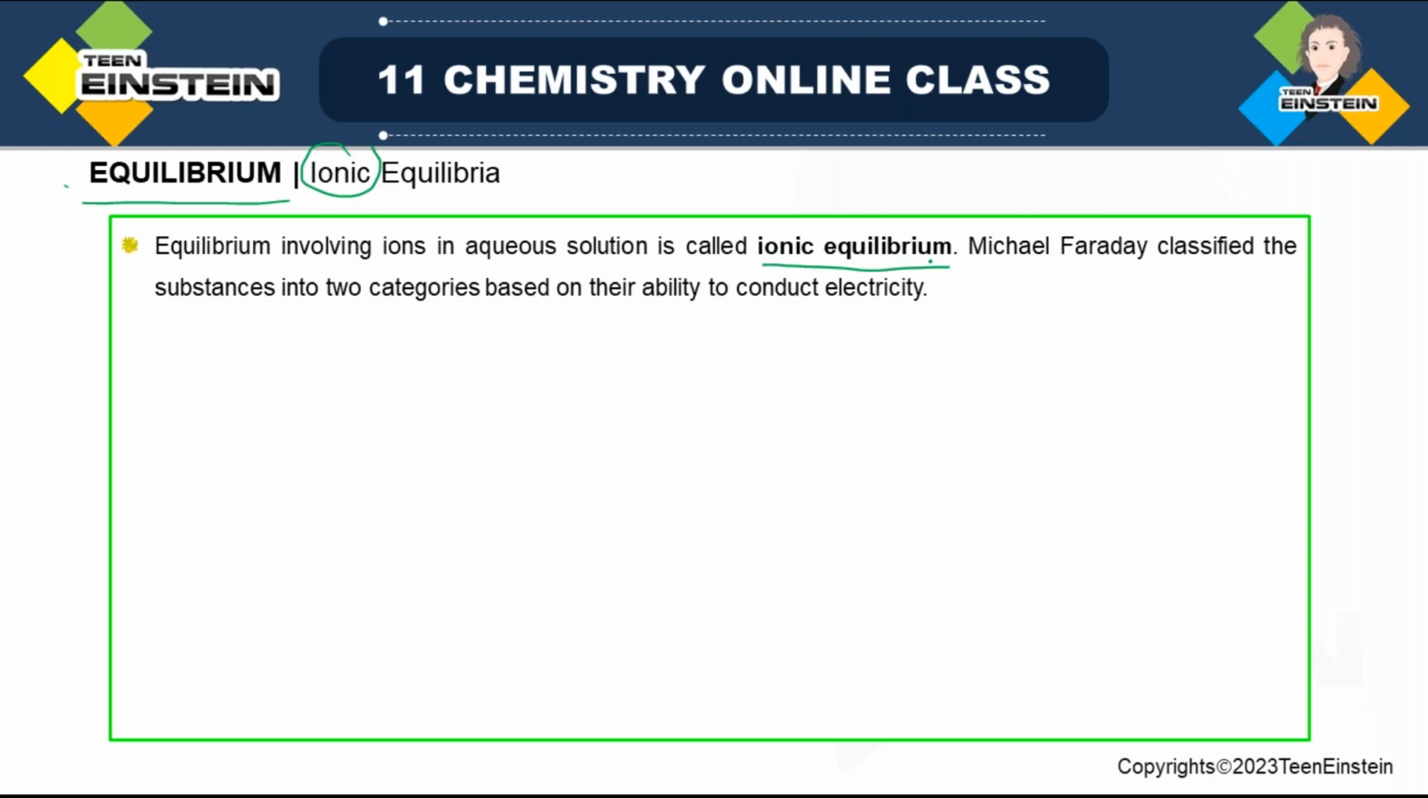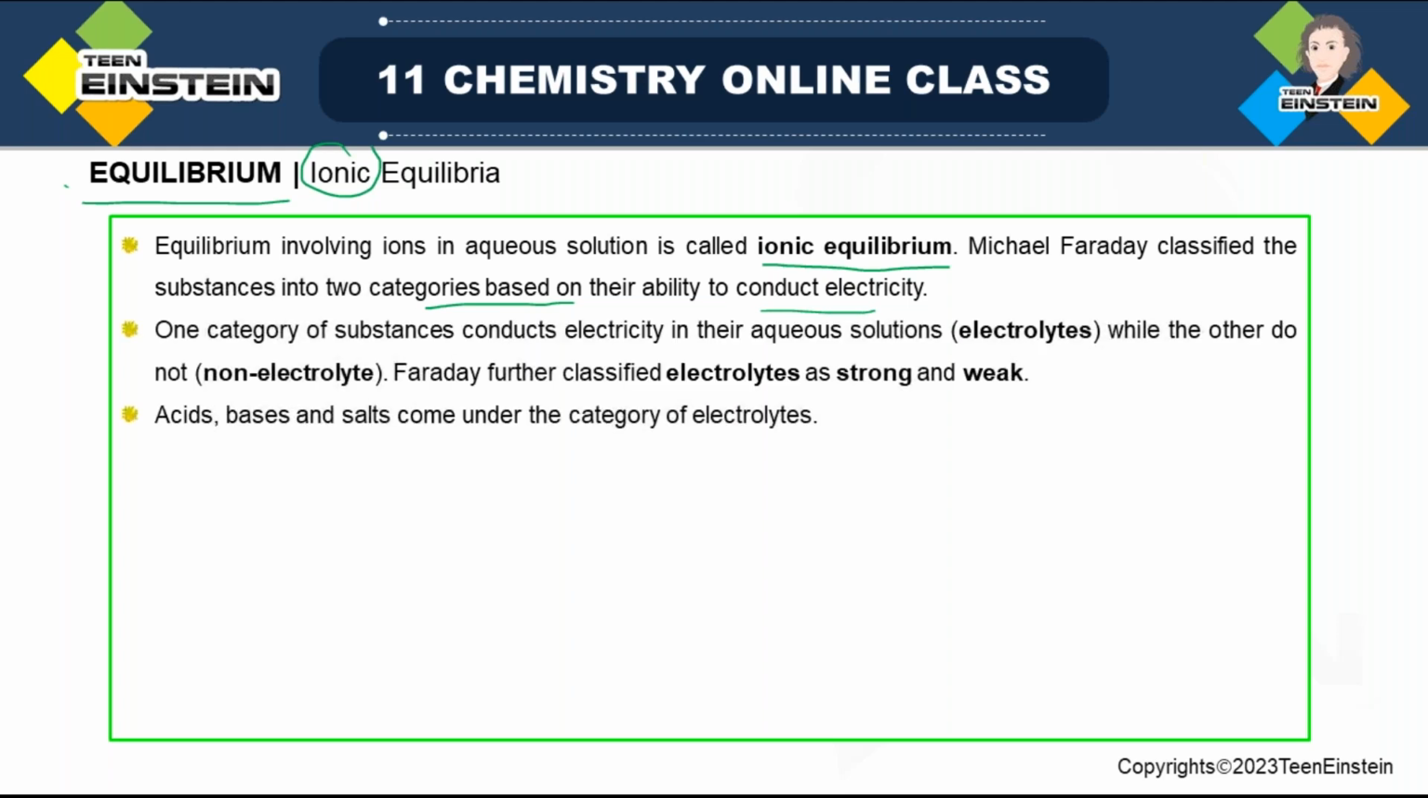Michael Faraday classified different substances into two categories based on their ability to conduct electricity. One category is substances that conduct electricity in aqueous solution, and we call them electrolytes. The other category, which does not conduct electricity, we call non-electrolytes. So there are two types of substances based on whether they conduct electricity in aqueous solution or not. Now for electrolytes, further classification is possible: strong electrolyte or weak electrolyte. There are three substances we are going to discuss in detail next: acid, base, and salt.